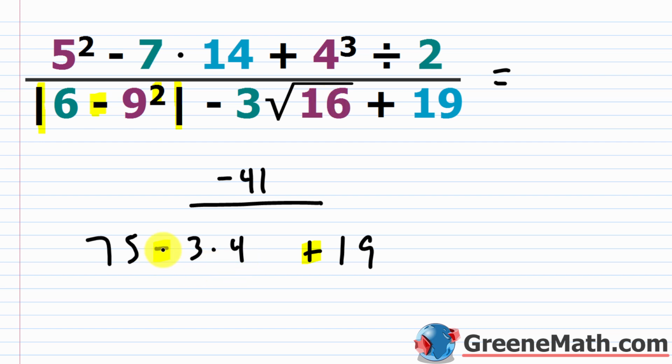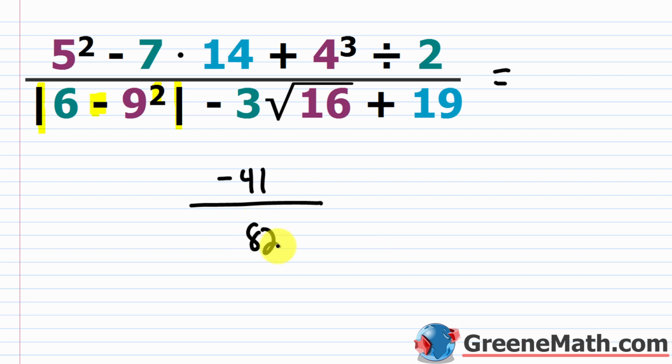If I have subtraction, multiplication, and addition, I'm going to do my multiplication first. So 3 times 4 is going to be 12. And now I'm just going to work this subtraction and addition left to right. So 75 minus 12 is going to be 63. Let me put that there. And then 63 plus 19 is going to give me 82.